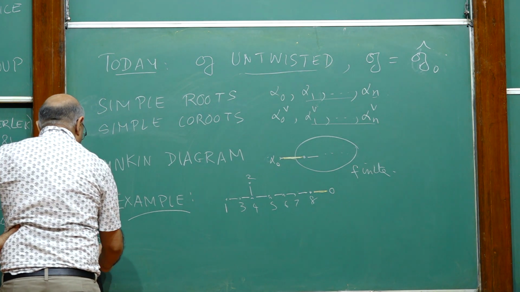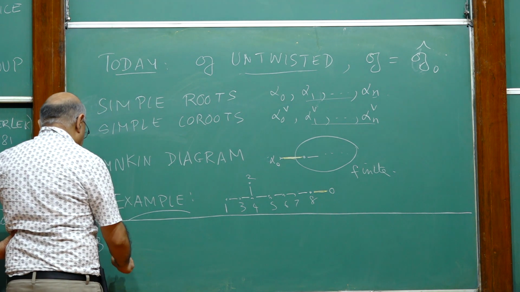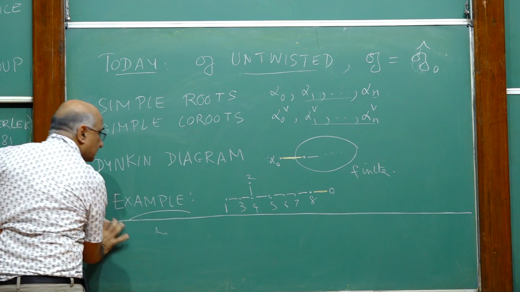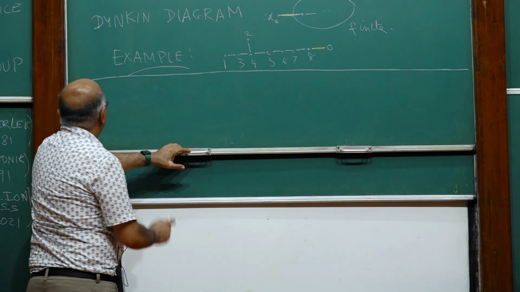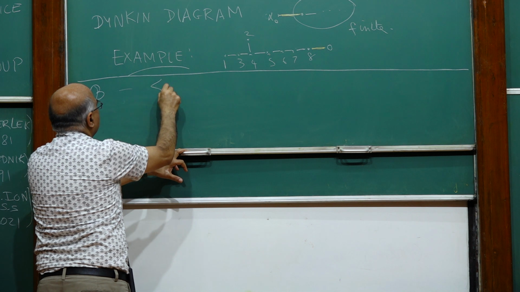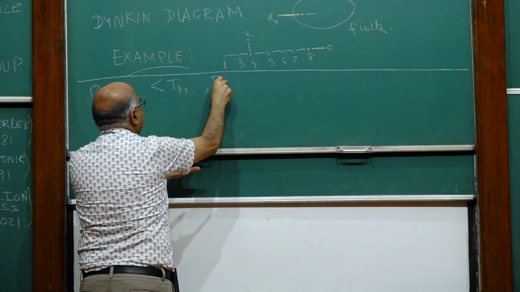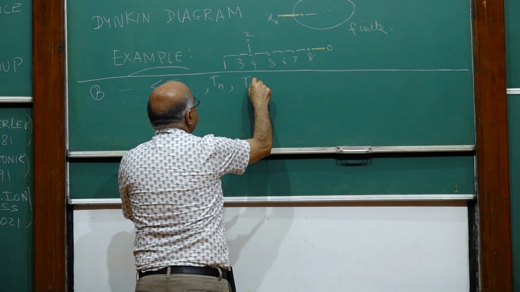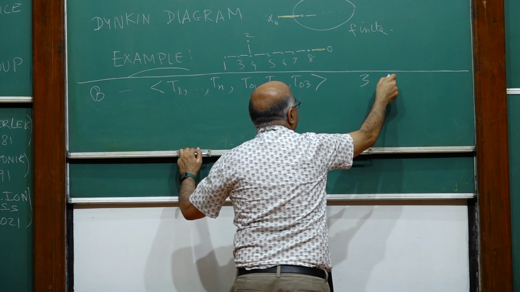So B has this presentation, so you have generators. Let me go halfway up. Generators. So I want to take T1 through Tn. Those are for the finite nodes. And for the affine node, I want to take 3 generators. So you take 3 affine generators.